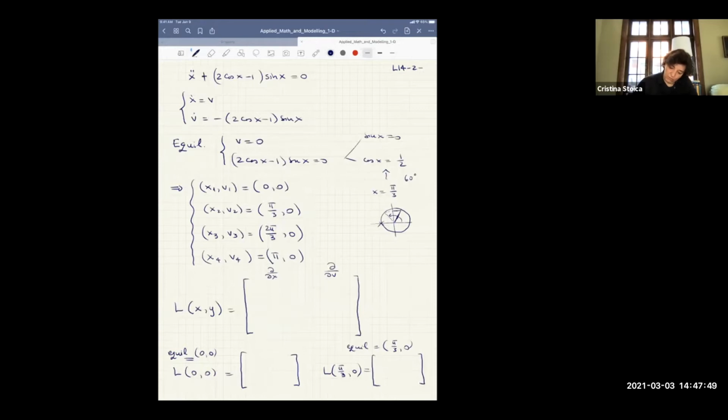Okay, so for this one, we get 0 and 1. That's the easy part. And here we're going to put the partial derivative with respect to x, so we have to compute it. I'll just write it smaller so I can fit everything on one line. L of (x, v) is: this is the derivative with respect to x and this is the derivative with respect to v. So this is the 0, this is the 1. I leave room because I have to write the derivative with respect to x in there.